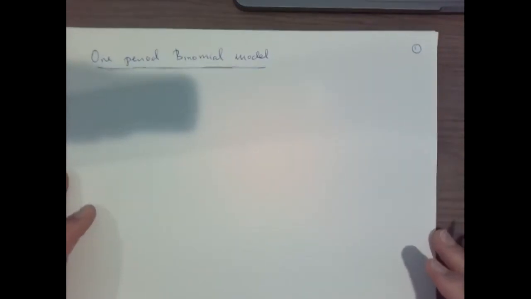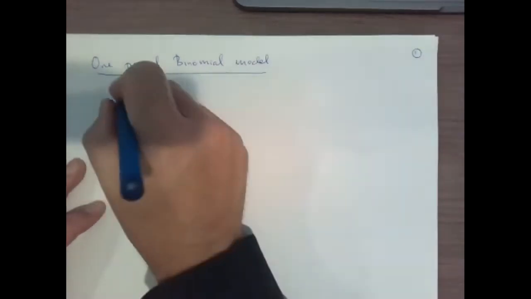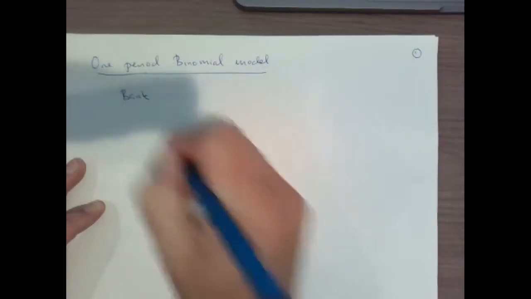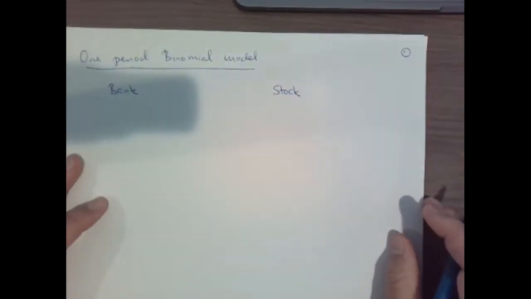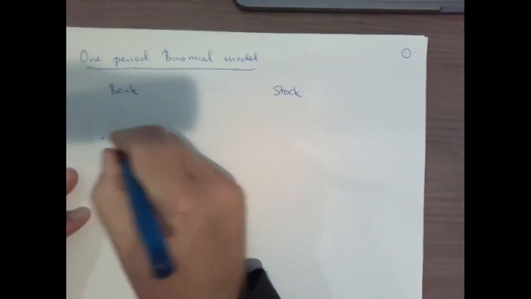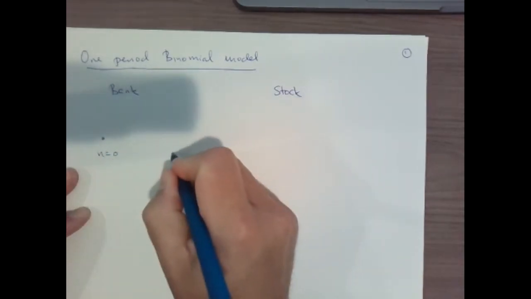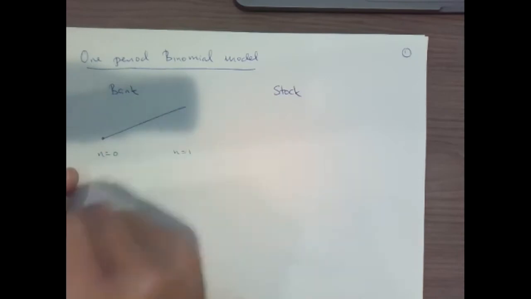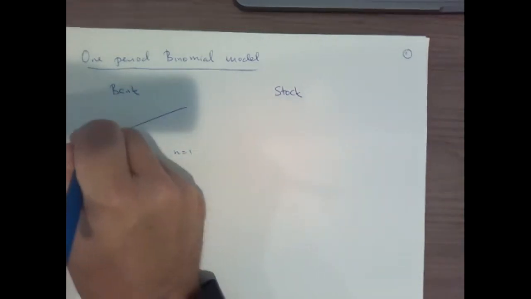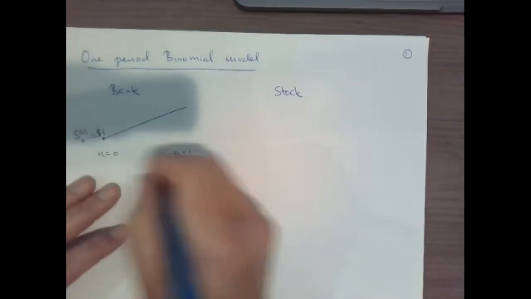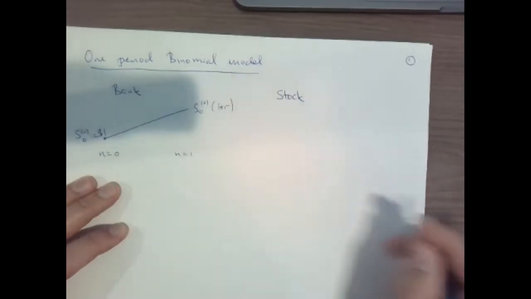This is just a quick review of what we did a couple of weeks ago. So we have two inputs: a bank account and the stock. There is one period, so there are 2 time points, time 0 and time 1. The bank carries an interest rate. It always starts out being 1, and it goes up to being 1 times 1 plus the interest rate.